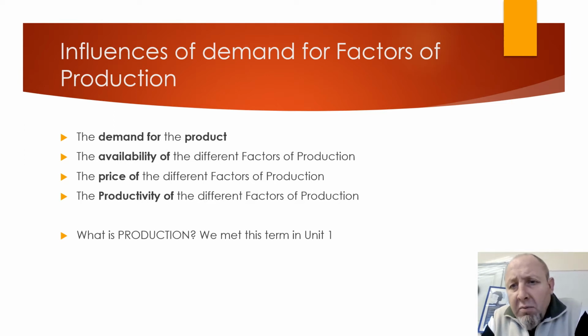It's so much cheaper to make things out of plastic than to make things out of wood or steel. Another one is the productivity of the different factors of production. It is maybe quicker, more efficient to make things out of plastic. Well, we'll come to the idea of productivity later, but let's have a look at the question, what is production? We met the idea of production in the term that we did Unit 1, right at the beginning of the academic year.